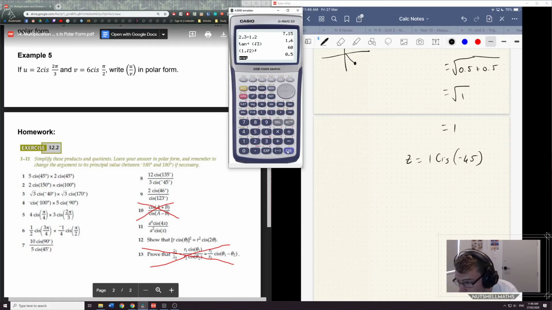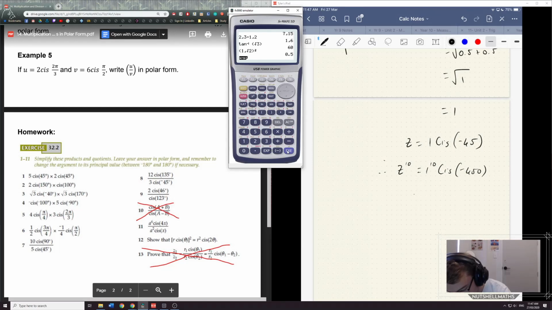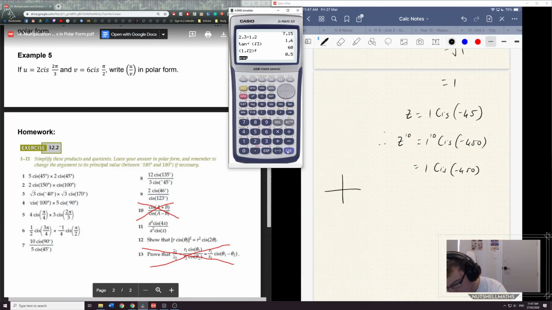And our question is z to the 10 equals 1 to the 10 cis minus 450. So let's think about minus 450. Minus 450 degrees is a lot of degrees. In fact, you'll loop around 360 and then come a little bit more. So let's have a think about this very quickly. This is minus 360. So that means we do another 90 this way, to do a total of 450. So we should write this as 1 cis minus 90.